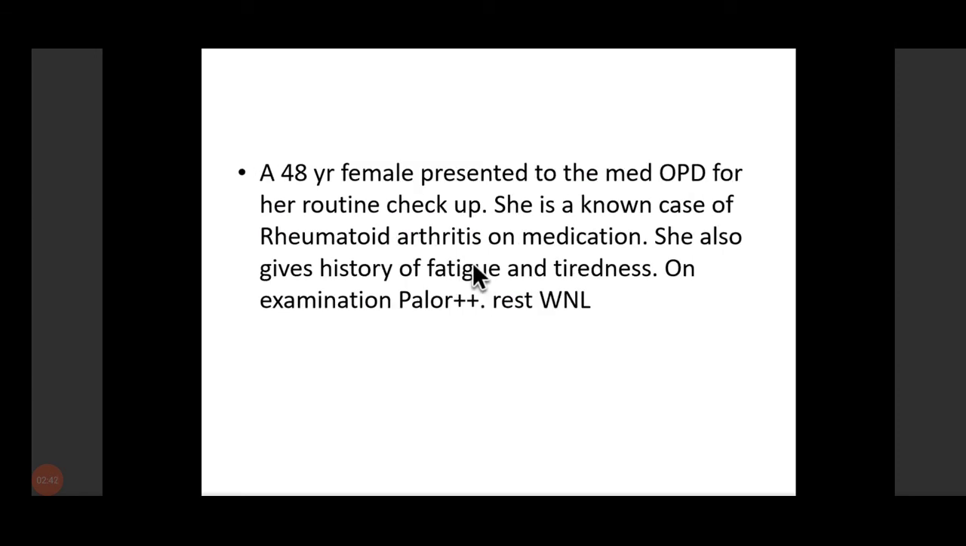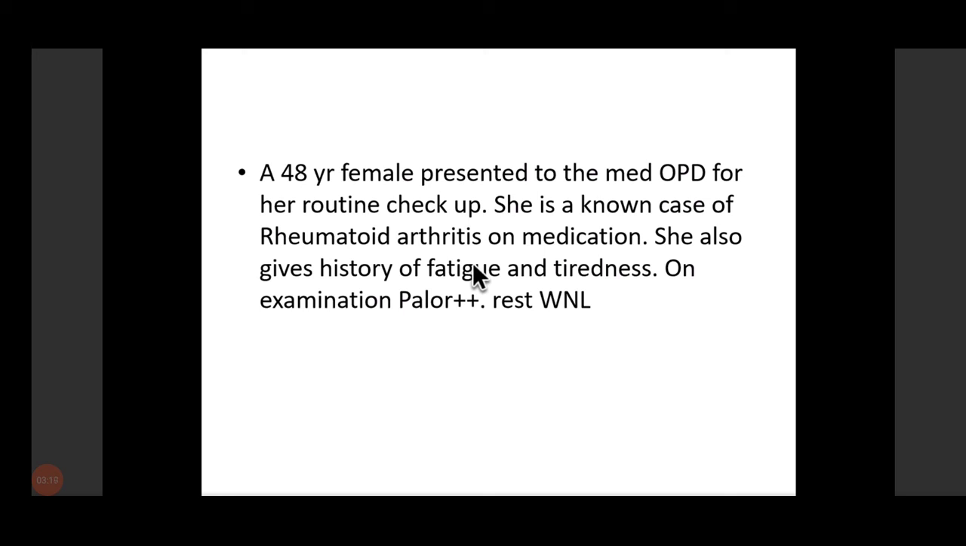Okay. And the next history we have is of a lady who is a known case of rheumatoid arthritis on medication. She is on routine medication, and has a history of fatigue and tiredness. Anemia usually is very vague. They say I'm tired more than normal. It's usually comparative, and I have breathlessness when I walk a short distance. And this lady has pallor on examination. So the common features among these three are that there is pallor, and the rest of the examinations were normal.